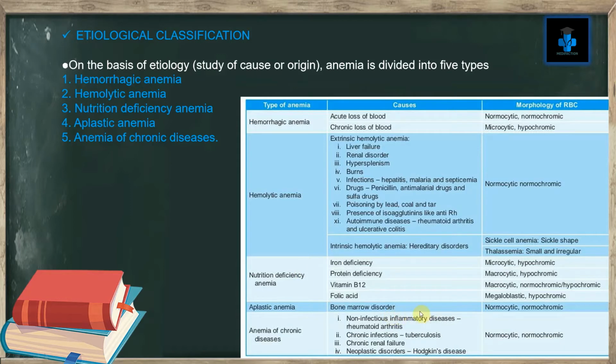It will be bone marrow disorder, and the morphology of RBC will be normocytic, normochromic. The fifth type is anemia of chronic diseases. In this, the causes will be due to number 1, non-infectious inflammatory disease like rheumatoid arthritis. Number 2, chronic infections like tuberculosis. Number 3 will be chronic renal failure, and also it may be due to neoplastic disorders like Hodgkin's disease. The morphology of RBC will be normocytic, normochromic.